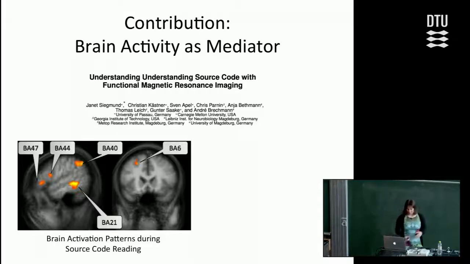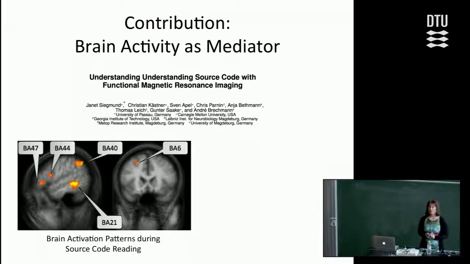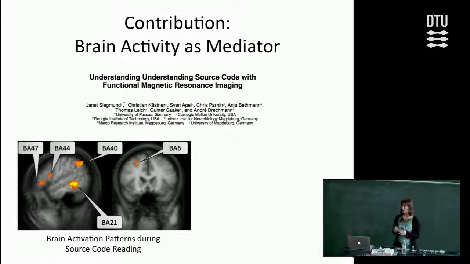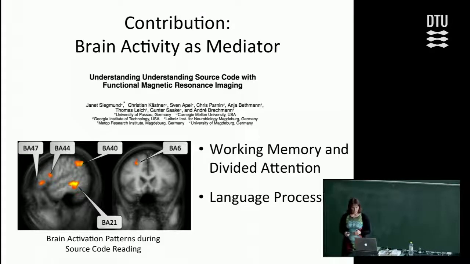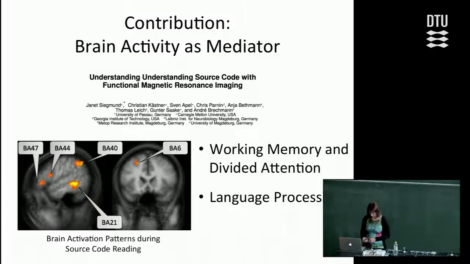And there is very recent work that has been published at ICSE, the premier software engineering conference, doing an fMRI study. So they did some brain scanning, and what you can see over here are essentially the brain regions that are activated during source code reading. Those regions that are highlighted here are involved with working memory and divided attention, but also language processing that is necessary in order to conduct tasks like that.